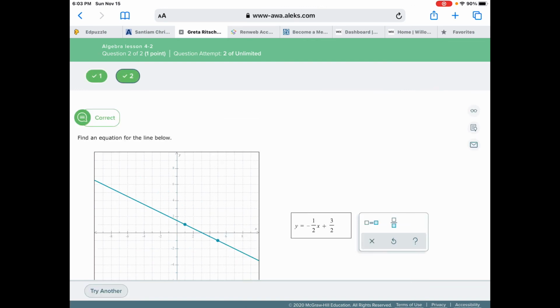Cool. Always watch if your slope is negative, that should match the down slope, left to right, going down. If it's positive, it should match the up slope going left to right. So that's a good check. And then look to see if 3/2 makes sense. And I'm looking at this graph, and it crosses between 1 and 2. So that makes sense. 1.5 is between 1 and 2.